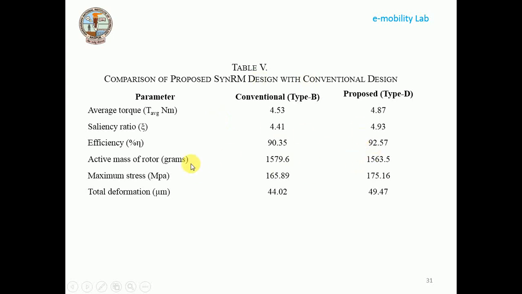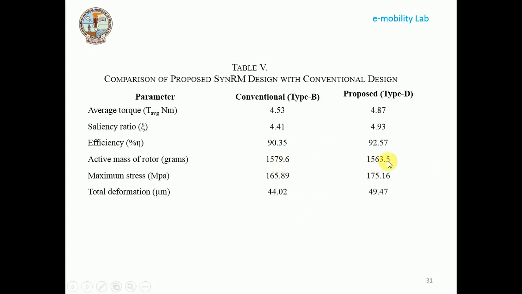You can see the torque here is 4.53, and here we have an 8% increment in the torque, around 7% I think. The saliency ratio here is 4.41, and here it has increased to 4.93. Efficiency is also increased. Then the mass of the rotor is decreased because we have decreased some amount of iron by reducing the width of the rib.